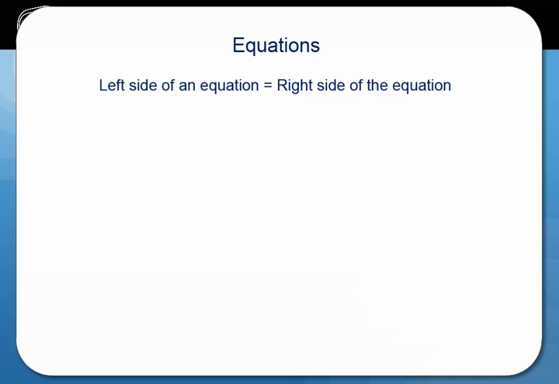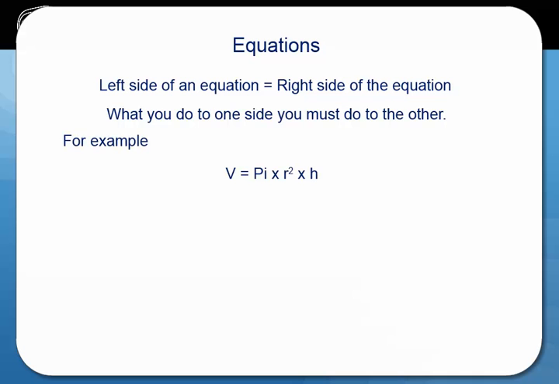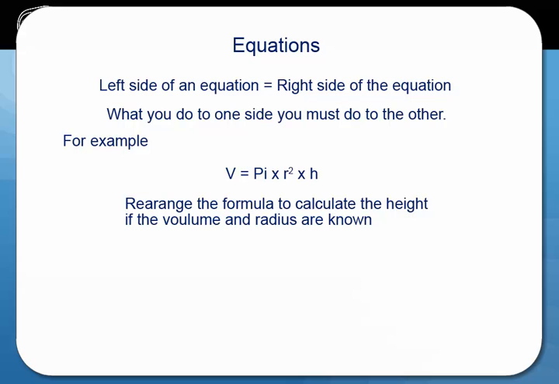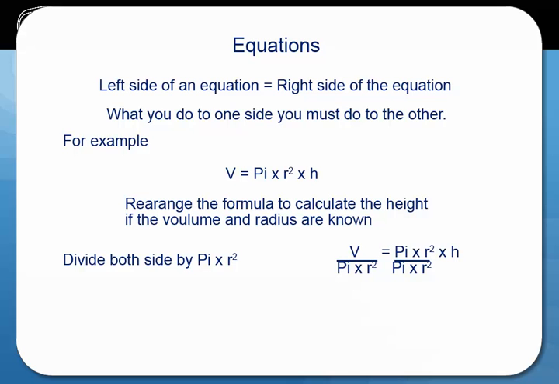One important thing about equations is that the left-hand side equals the right-hand side. Whatever you do on one side, you must do to the other, so that the left-hand side still equals the right-hand side. For example, we have a formula for the volume of a cylinder. We want to rearrange the equation to determine the height when we know the volume and the radius. Divide both sides by pi times r squared. Height is the volume divided by pi times the radius squared.